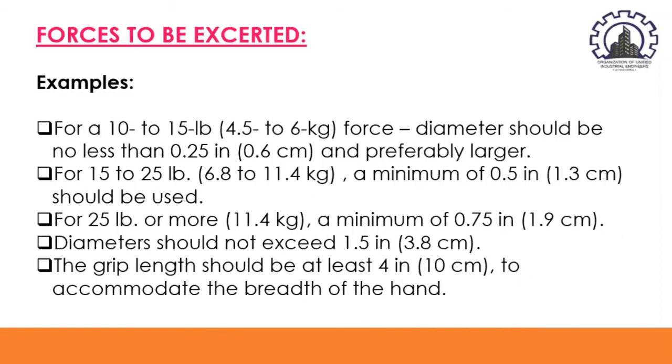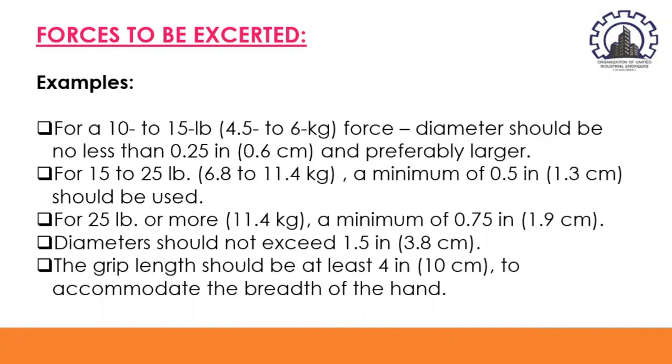Next, we have the forces to be exerted. For example, for 10 to 15 pounds or 4.5 to 6 kilograms of force, the lever diameter should be no less than 0.5 inches or 0.6 centimeter and preferably larger. For 15 to 25 pounds or 6.8 to 11.4 kilograms, a minimum of 0.5 inches or 1.3 centimeters should be used. For 25 pounds or more, a minimum of 0.75 inches or 1.9 centimeters. Diameters should not exceed 1.5 inches or 3.8 centimeters. The grip length should be at least 4 inches or 10 centimeters to accommodate the breadth of the hand.